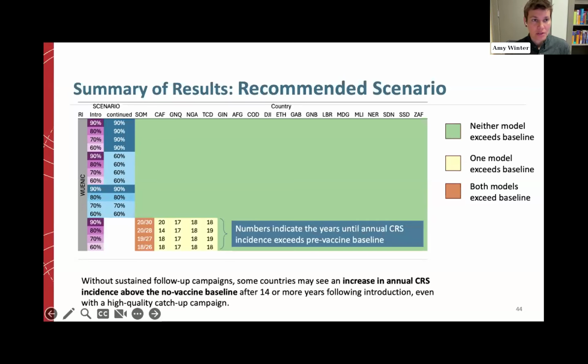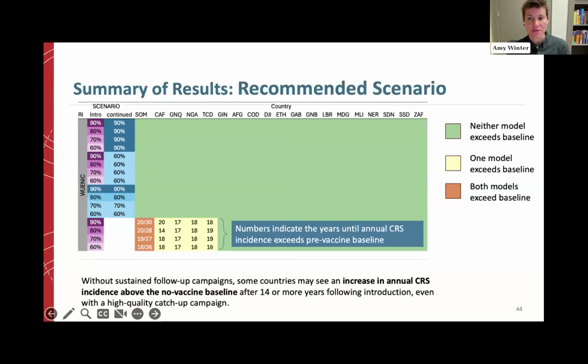So it's actually only under scenarios without any follow-up campaigns that we begin to see concerns about this paradoxical effect. Meaning there are some countries in which the mean CRS cases is predicted to exceed the no vaccination baseline before the end of the simulation. Now, what we've done is that we've also added numbers to the cells which represent the average number of years between introduction and when the exceedance of baseline CRS cases occurs.